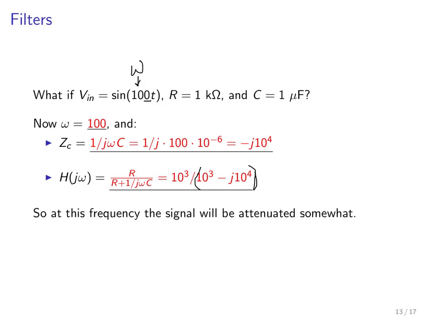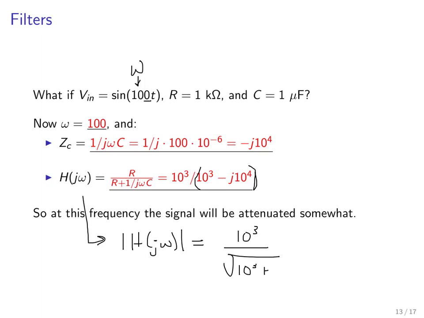So it's going to be the ratio of these two values, and it's going to have real and imaginary parts to it. And if you actually calculate what the magnitude of this is, then we get 10 to the third divided by the square root of 10 to the third squared plus 10 to the third squared, which is 10 to the sixth, right?